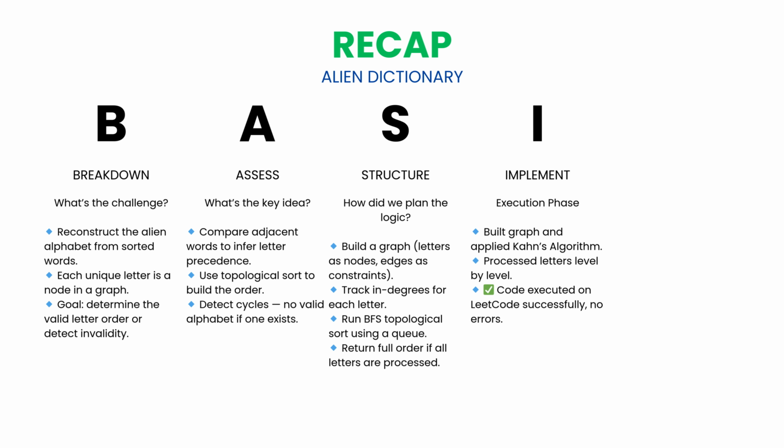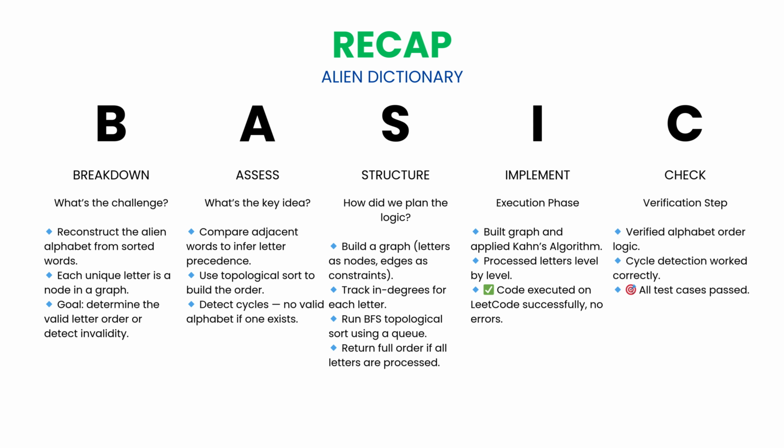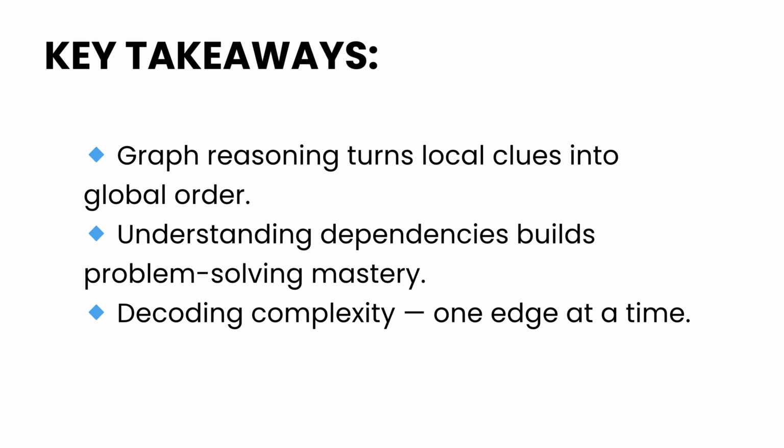We constructed the graph, established edges between characters, and executed Kahn's algorithm cleanly. The program ran successfully on LeetCode without any errors, producing valid alphabet orders for all non-cyclic cases. We verified the solution against various tests, valid dictionaries, invalid prefix cases, and cyclic dependencies, and every scenario behaved exactly as expected. All test cases passed. The key takeaway? Alien Dictionary teaches you how to think in dependencies, how local comparisons build global order. Once you master graph construction and cycle detection, problems that seem alien at first will start to feel like familiar territory.